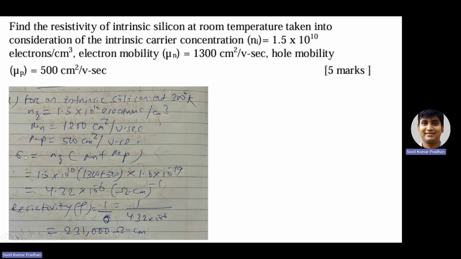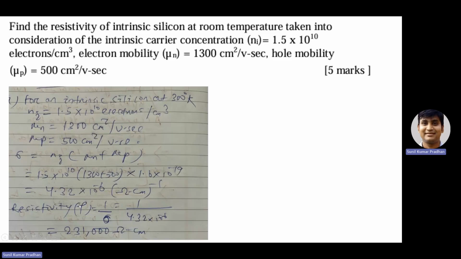So what is my electrical conductivity here? Ni, that is your intrinsic carrier concentration, multiplied by the summation of your mobility of electron and mobility of hole. Now if you put the values here as per the question, it is 4.32 into 10 to the power minus 6 ohm centimeter inverse. Okay, so that is the electrical conductivity.